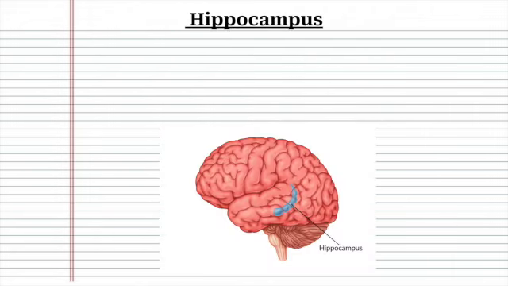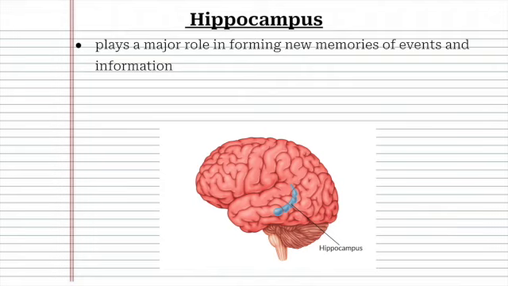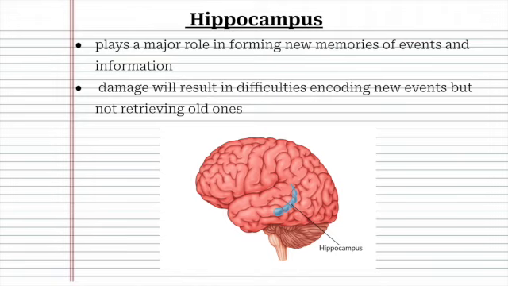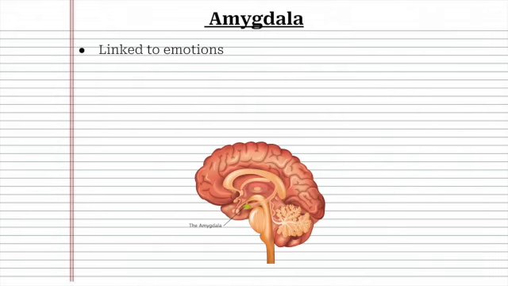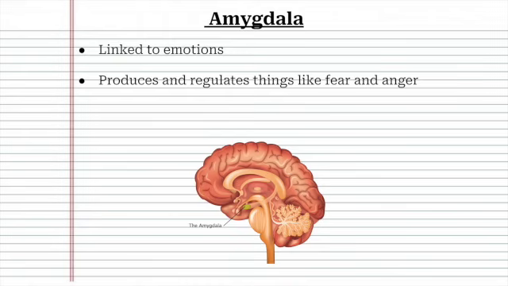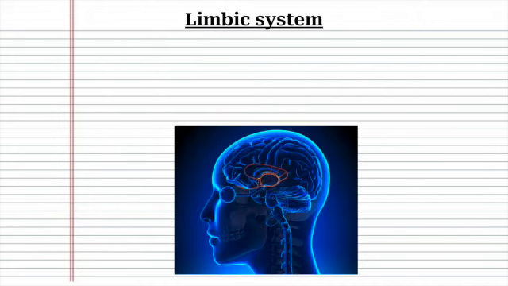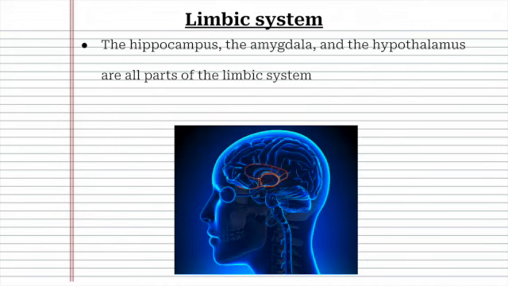The hippocampus plays a major role in forming new memories of events and information. Thus, any damage will result in difficulties encoding new events but not retrieving old ones. The amygdala is linked to emotions as it seems to be the structure that produces and regulates things like fear and anger. The hippocampus, the amygdala, and the hypothalamus are all parts of the limbic system and play a key role in experiencing emotions.